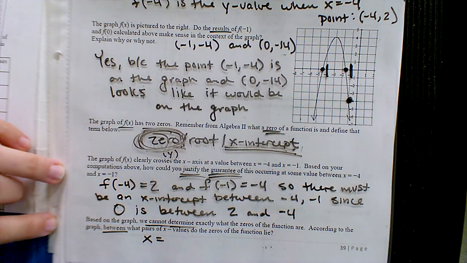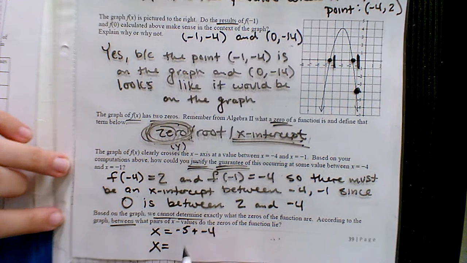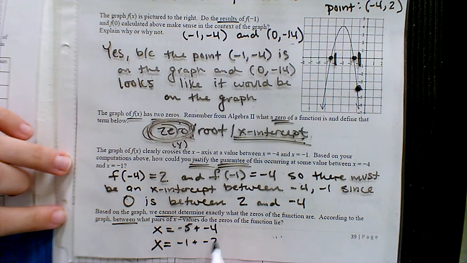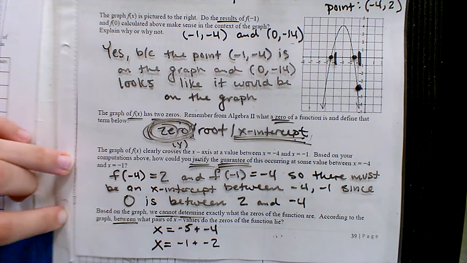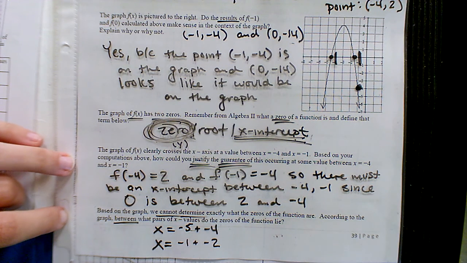Can we find them? Go, Tyler. It would have to be between negative 5 and negative 4, and then between negative 1 and negative 2. So tomorrow we're actually going to figure out where they are exactly. But for now, we at least know we should anticipate some decimal between those two values and these two values. Okay? Hanging in there?